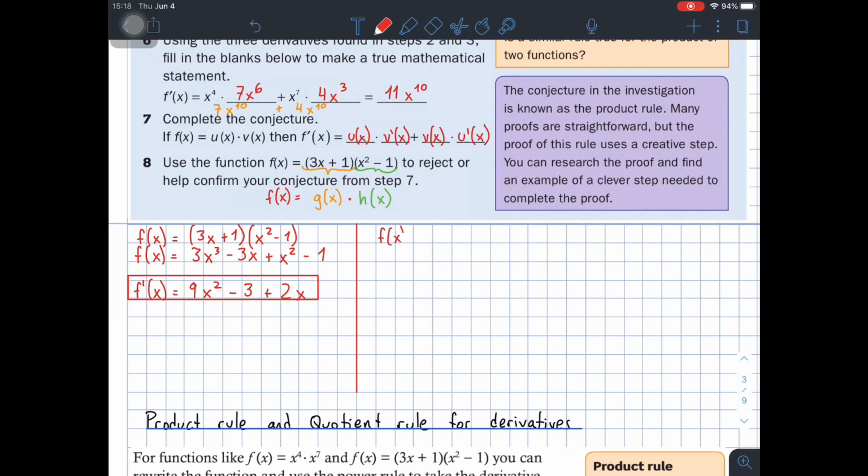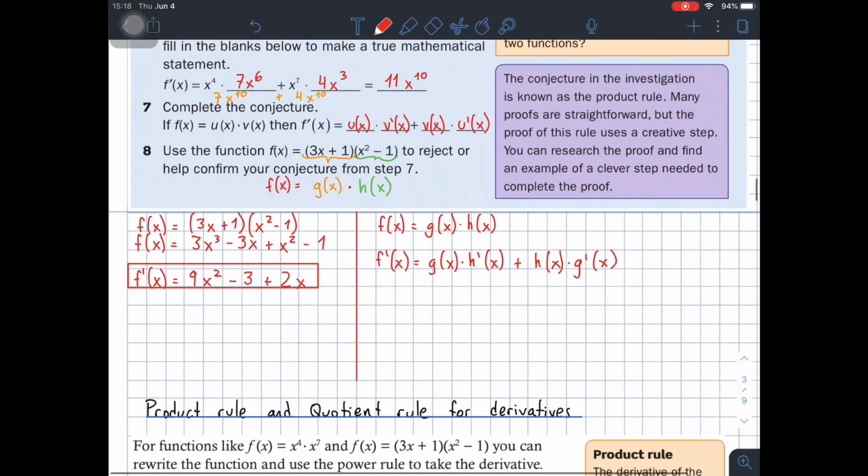If f of x is equal to g of x times h of x, then the derivative of f, which is f prime of x, would be equal to g of x times the derivative of h plus h of x times the derivative of g. It looks long, but it's not.